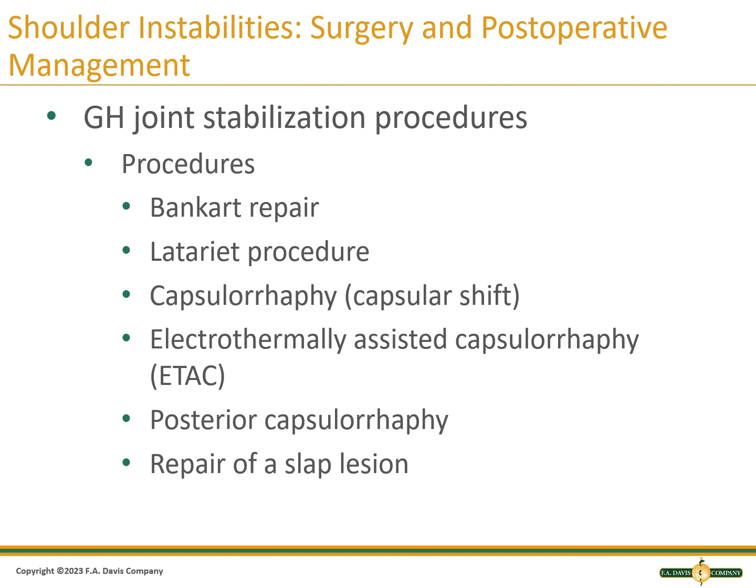We can also see shoulder instability that has to be repaired operatively, and that's going to include a handful of different procedures. So we can see a Bankart repair, a Latarjet repair, a capsular raphe, which you remember the demonstration in class is what you guys saw pretty recently, an electrothermally assisted capsular raphe, a posterior capsular raphe, or a repair of a SLAP lesion.